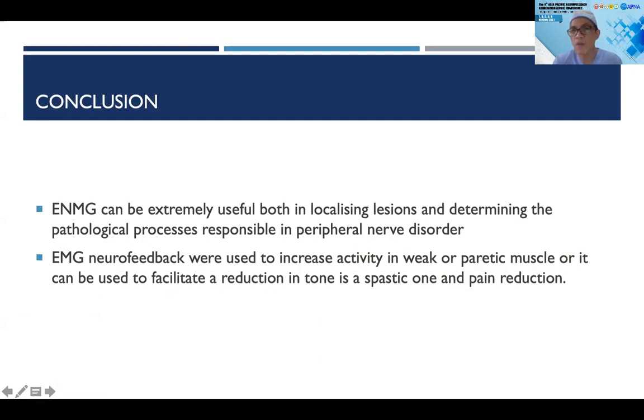And now we have the evidence that EMG neurofeedback is beneficial as an adjunct treatment, either in paretic patients, for example, in patients with stroke or spinal cord injury, and also in patients with pain, especially chronic pain, tension type headache, and also fibromyalgia patients.